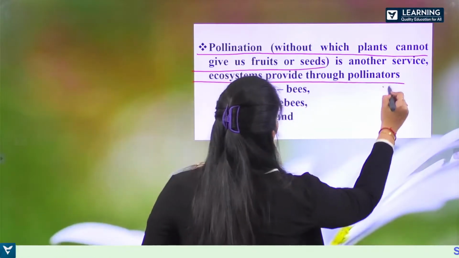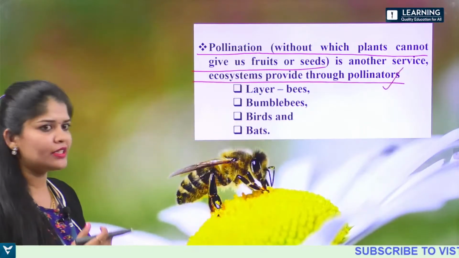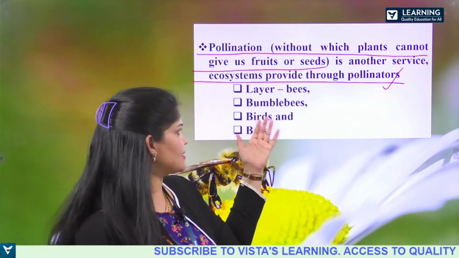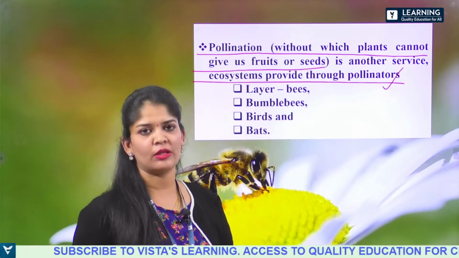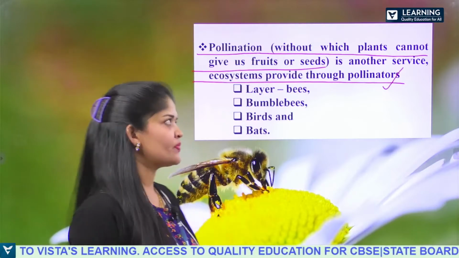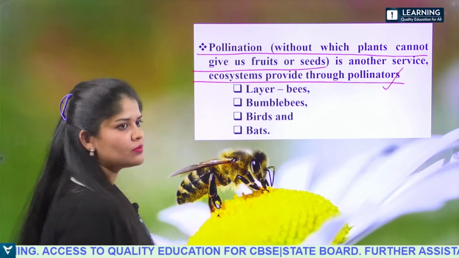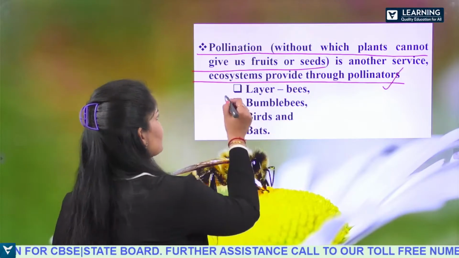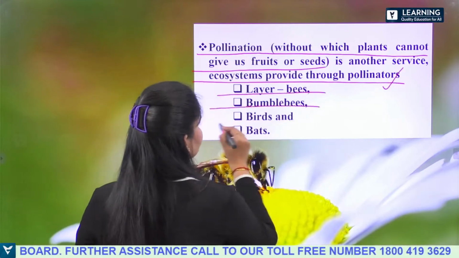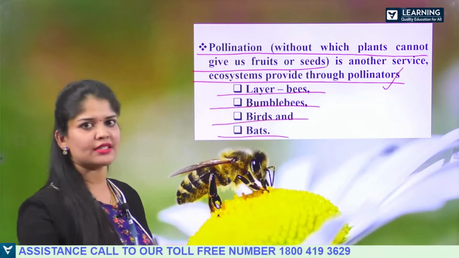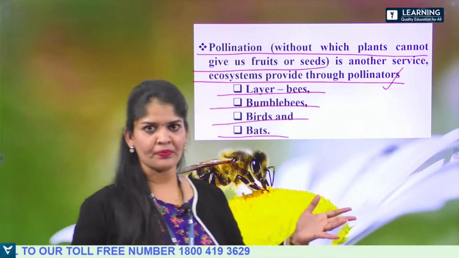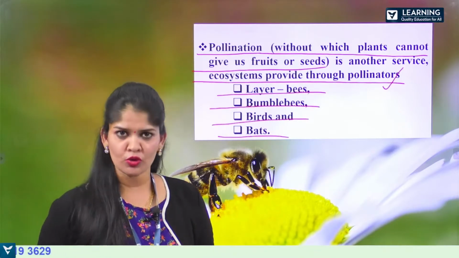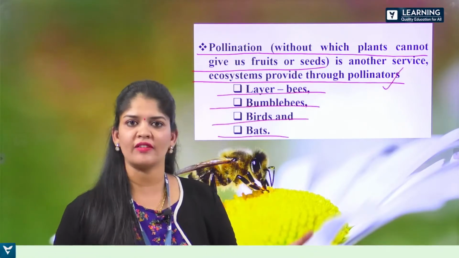So here, pollination, without which plants cannot give us fruits or seeds, is another service of the ecosystem that is provided through pollinators. And the pollinators, as we already know, are animal pollinators, insects, biological pollinators and abiotic pollinating agents. Looking at the living, that is biotic pollinators: bees, bumblebees, birds, bats. This is a small list. The list goes on endlessly. These biological agents are very, very useful for us to pollinate the flowers.